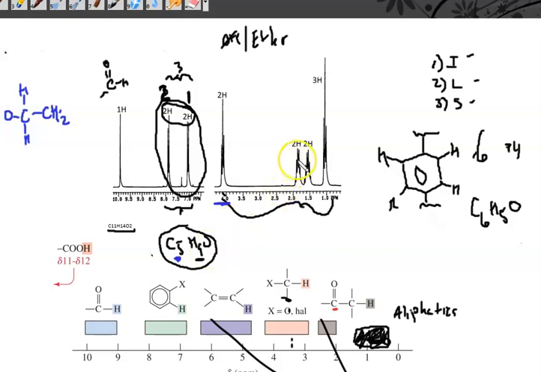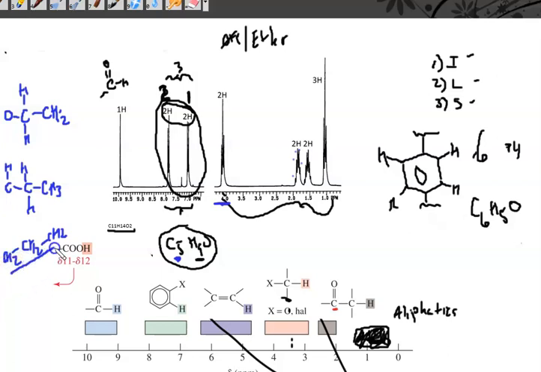Okay, now let's go here. We've got a CH2. All right, it's pretty much in the aliphatic range, so it's not attached to any oxygens or anything. However, the splitting was 1, 2, 3, 4, 5. The splitting was 5, so this is next to 4. So it's either a CH3 and a CH, right? Or it's a CH2 on one side and a CH2 on the other side.